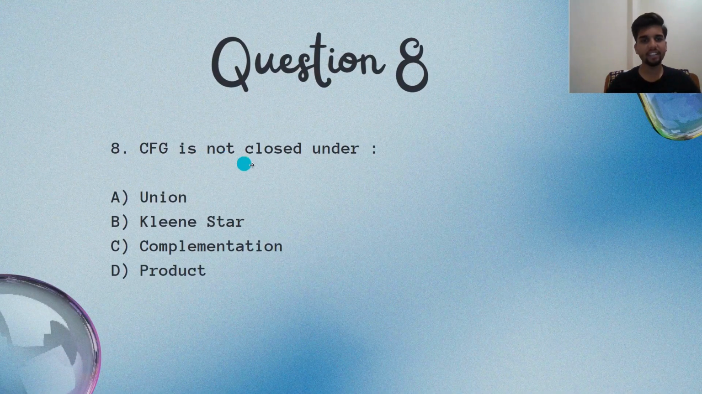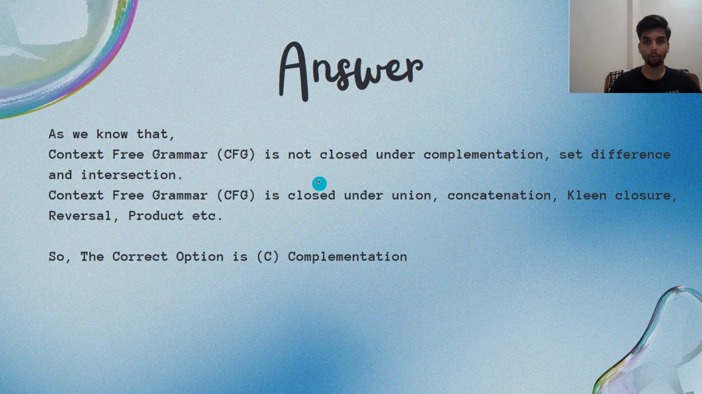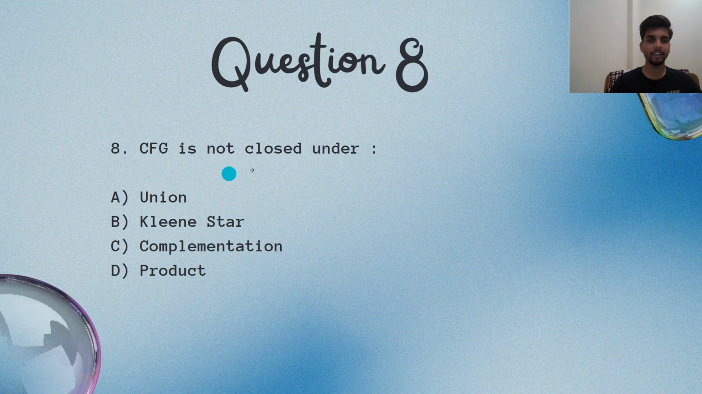We have: CFG is not closed under A, union; B, Kleene star; C, complementation; and D, product. As we know, context-free grammar is not closed under complementation, set difference and intersection, and context-free grammar is closed under union, concatenation, Kleene closure, reversal, product, etc. So the correct option is C, complementation, because we have to find on which the CFG is not closed, so it is not closed under complementation.